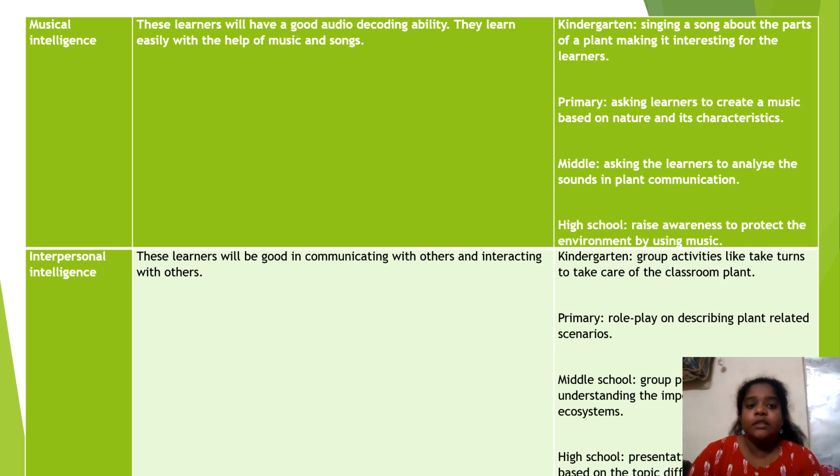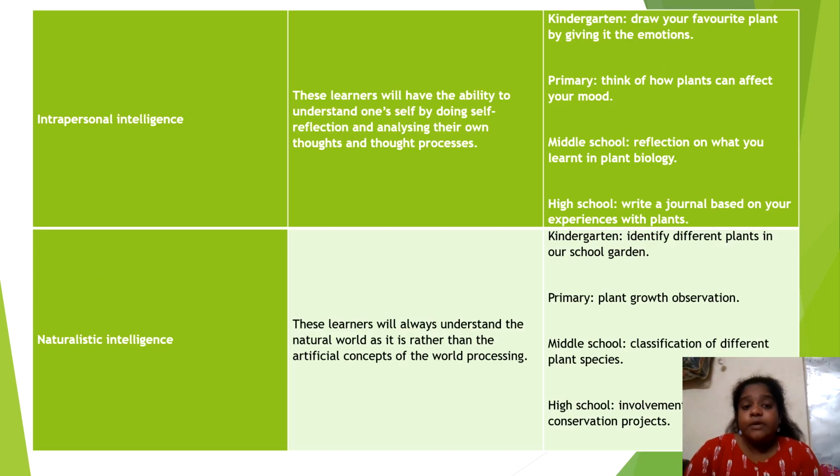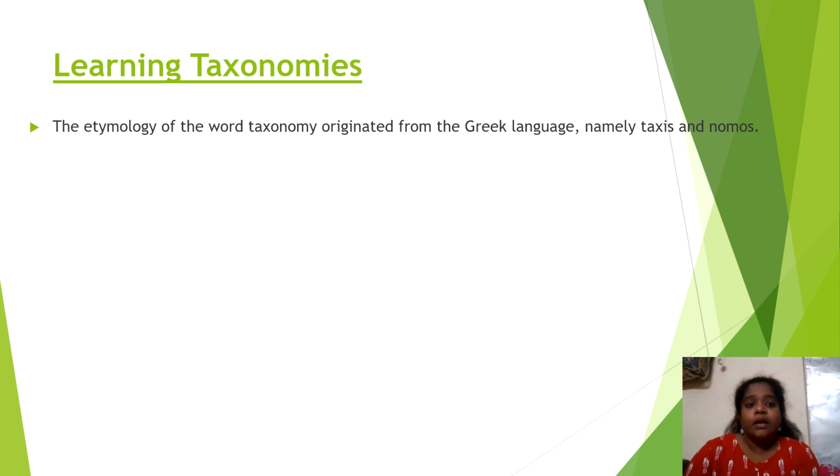Musical intelligence, where the learners will be able to decode audio, and interpersonal intelligence, where the learners will have good communication and good interaction with others. Intrapersonal intelligence, where these learners have the ability to understand oneself, self-reflect, and modify them in the upcoming sessions in the learning process. Naturalistic intelligence, where these learners adapt to the natural world and understand the way the world works, rather than relying on artificial concepts.